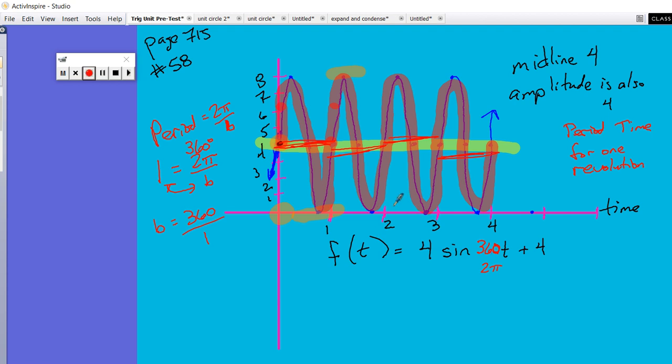So remember, to find the b, you have to say, okay, what's the period? And then you have to remember this formula, period equals 2 pi over b. So the period was 1 second for 1 revolution, so I replaced the period with 1. Then we swap those two places, and we get that b equals 2 pi, or 360 degrees. And then you can put b in front of the variable. So that is the equation to model this graph.